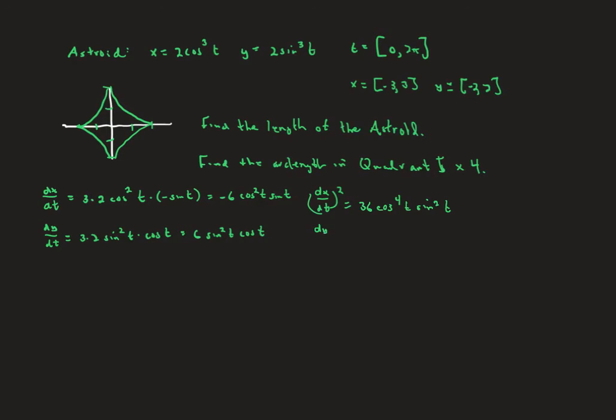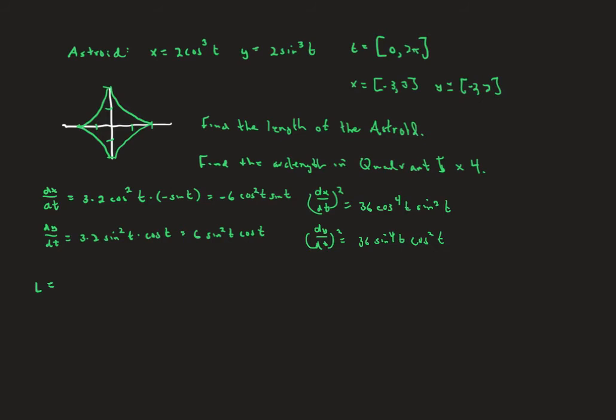We also need dy/dt squared, and so likewise we're going to get a 36 sine to the 4th t cosine squared t. It's starting to look like a mess, but this is actually one of very few arc length problems that we're going to be able to do without using a calculator. I know you're very happy about that.